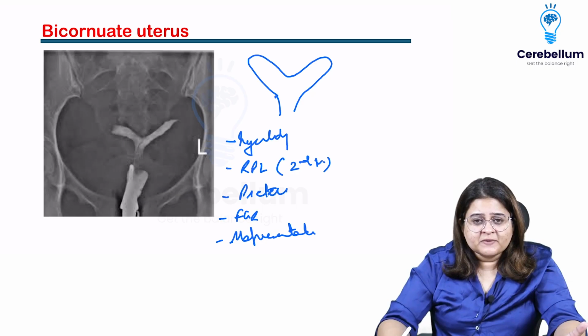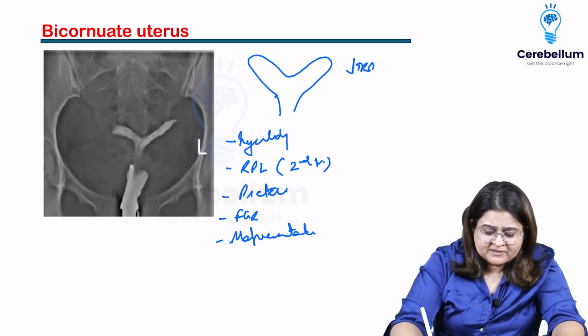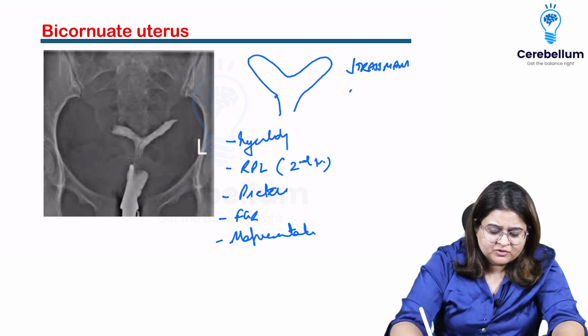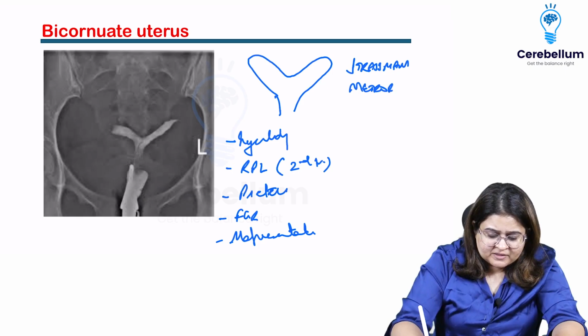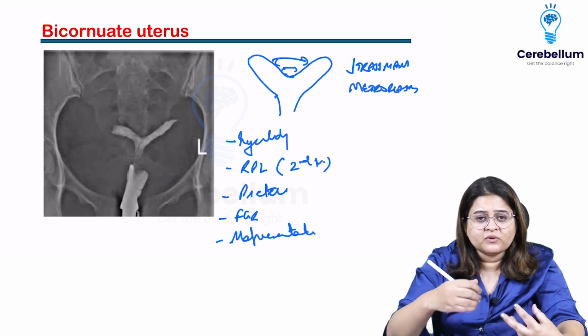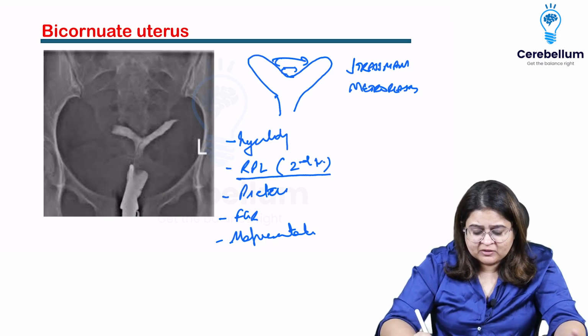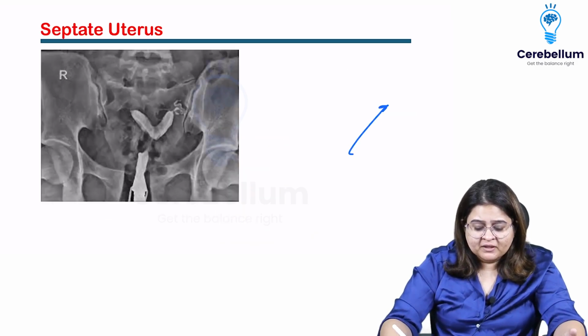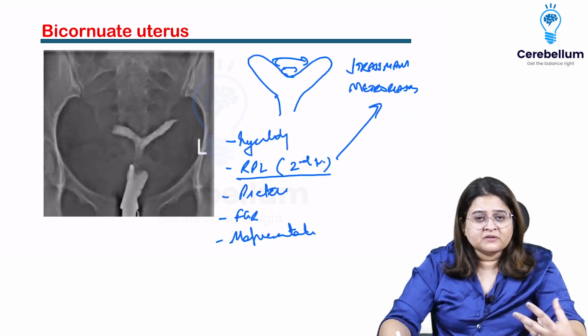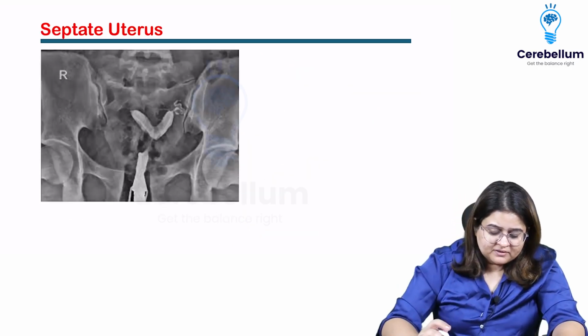What do you do for these patients? So one rare type of surgery which can be attempted is Strassman metroplasty. That is bringing the two horns together and joining them. But it's only done if and only if RPL, recurrent pregnancy loss, is there, with all other possible reasons being ruled out. Then this could be a rare type of surgery which can be attempted. Now coming to septate uterus.